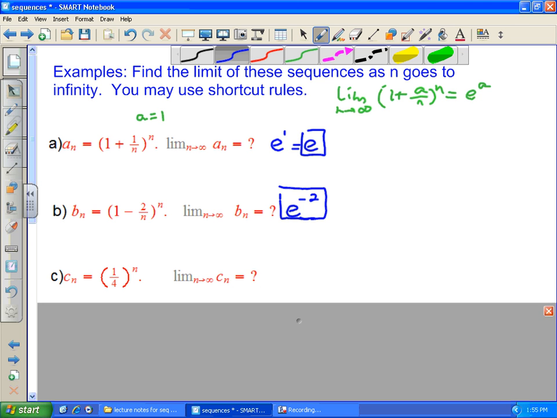Okay, how about something like this? The limit of 1 over 4 to the n as n goes towards infinity. Again, you can think back to one of the shortcut rules. It's going to be 0 because r, the base, is less than 1. The answer is 0.